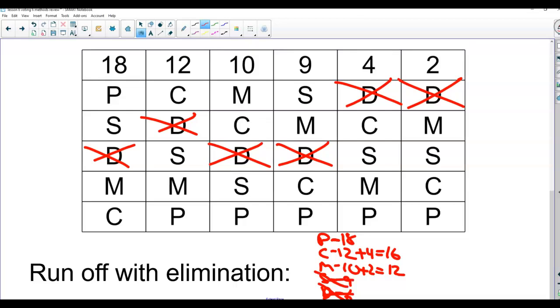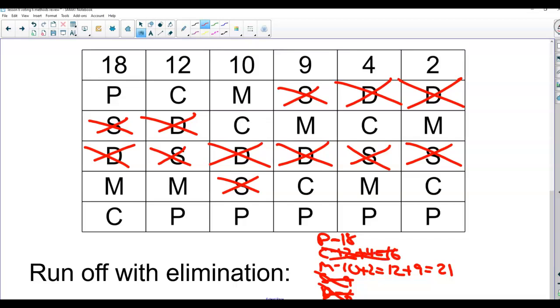We get rid of the S. And 9 goes to M. So now I'm at 21. So you constantly reevaluate. Now, Coke has the fewest first place votes. So I get rid of Coke.